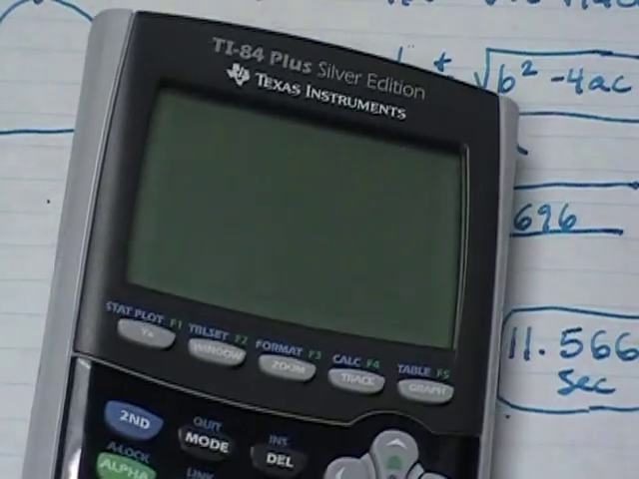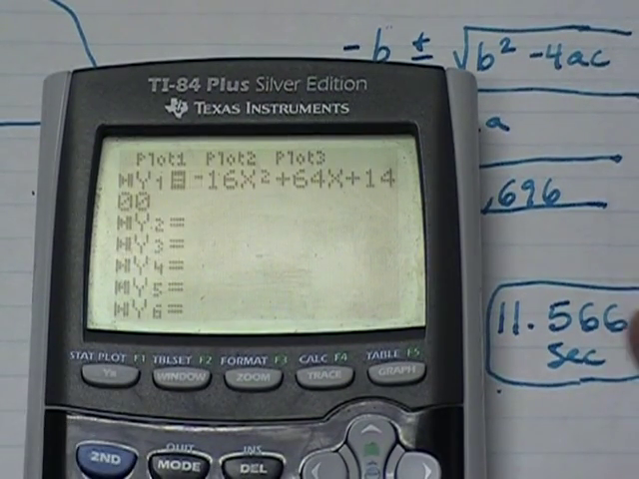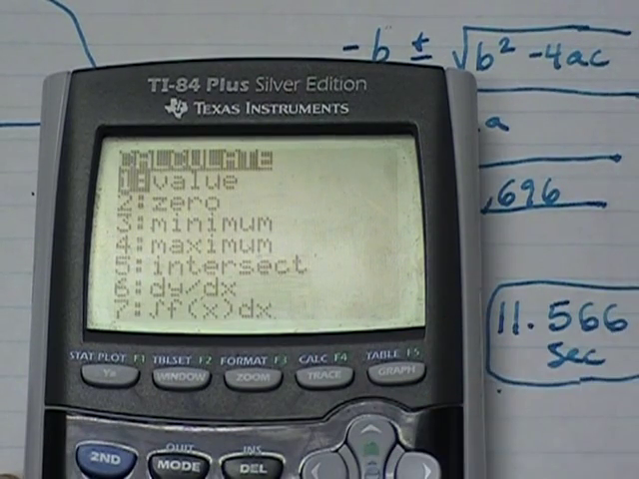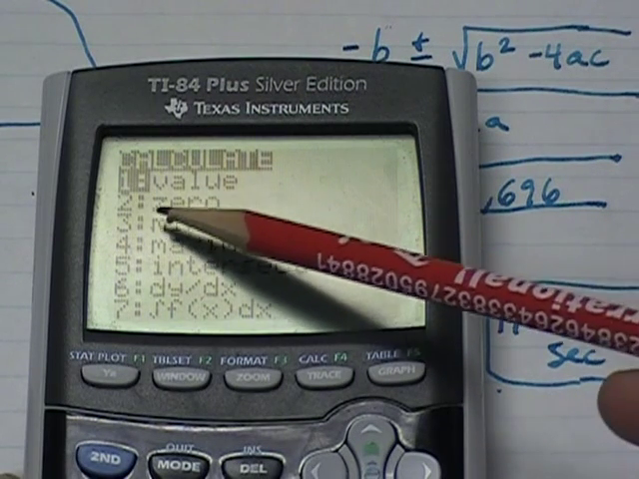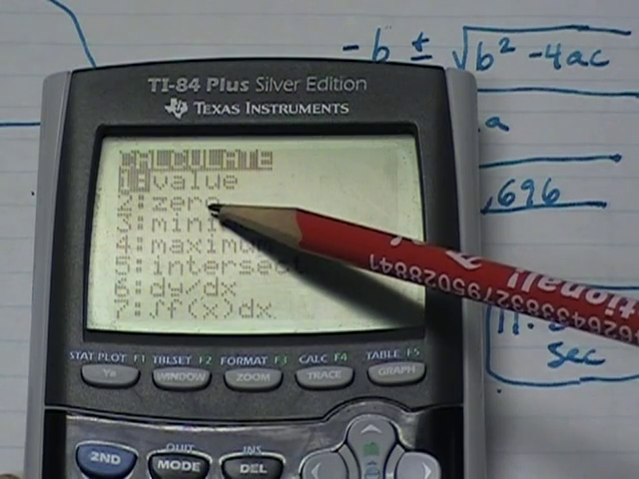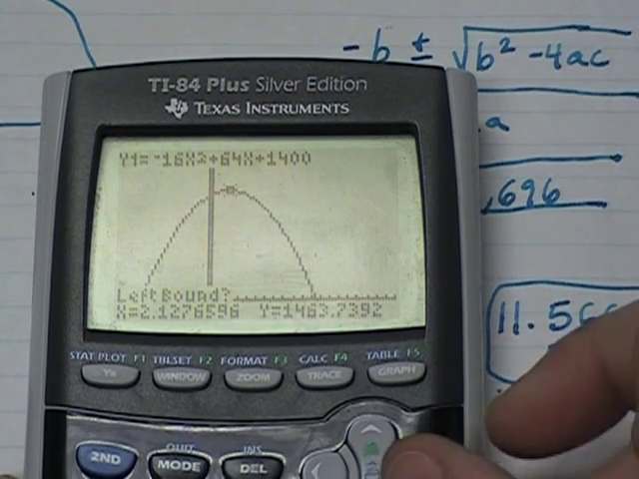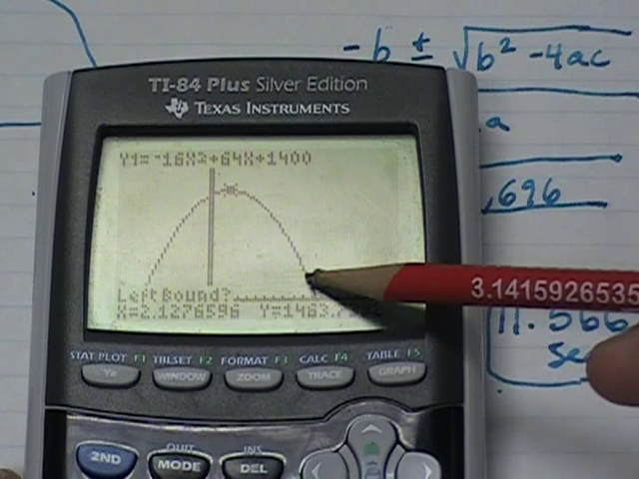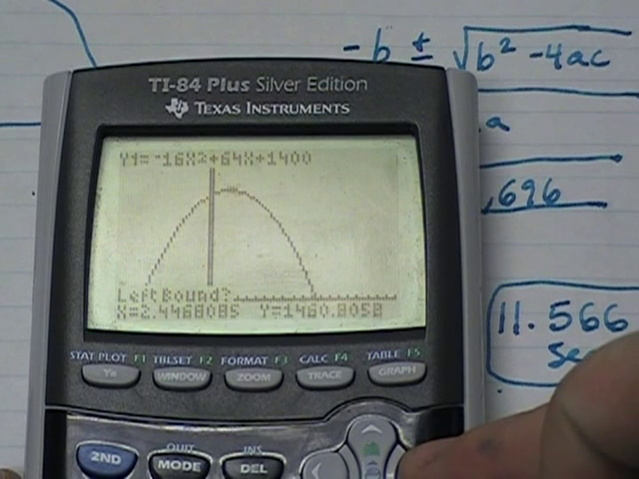So let's check that answer. Go back to y equals, same equation, graph, same graph, calculate. Now this time, we're not looking for a minimum, we're not looking for a maximum, we're looking for a zero. And this is where y equals 0. So we go to option 2, and it asks us for a left bound. Where is the zero? The zero is here. So we want to go to the left of that point.